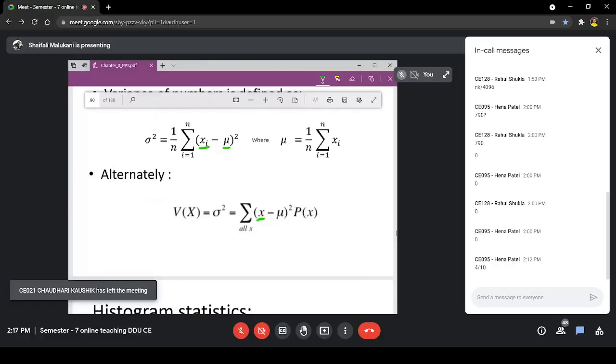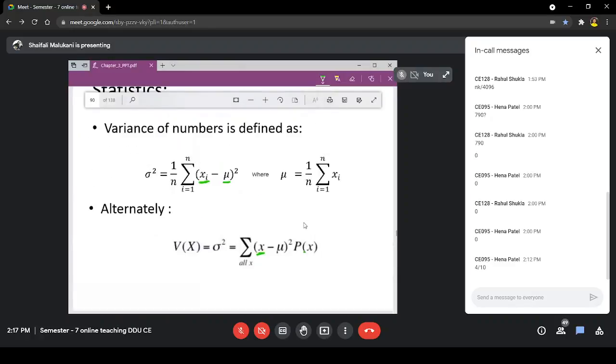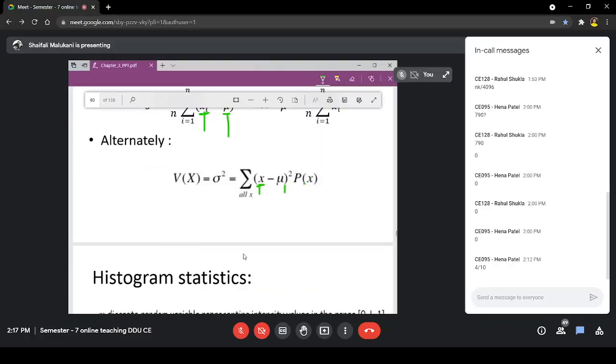Okay. So possible value of your observation minus mean square, right? And into its probability. So that is the definition of variance: observation value minus mean, square, right? So this is the equation of your variance that you have.